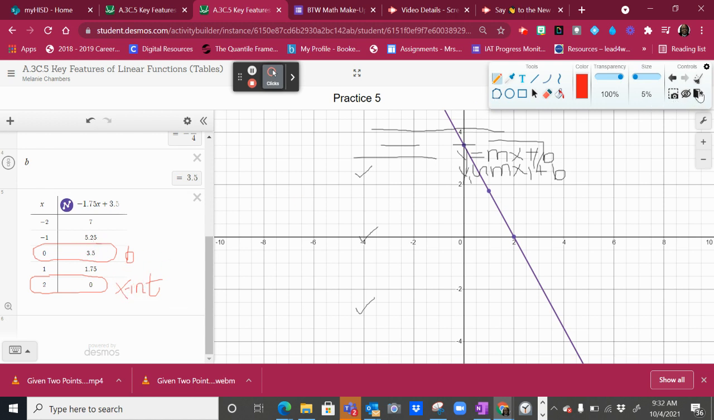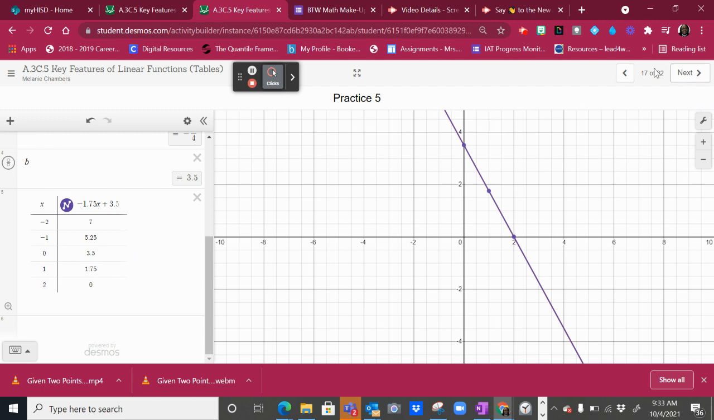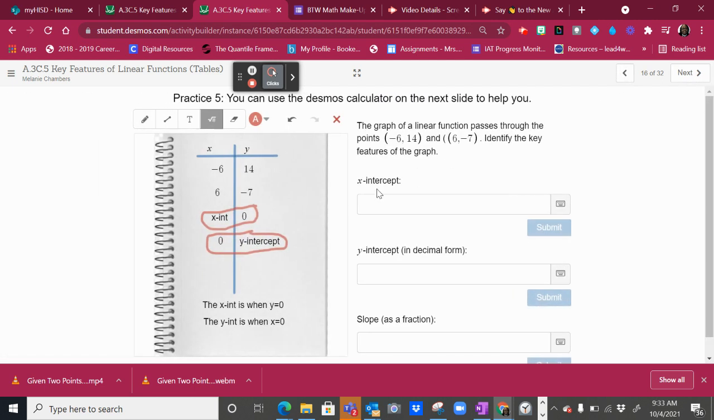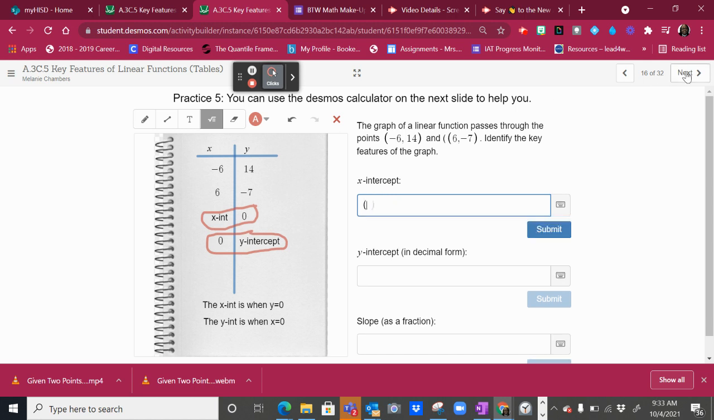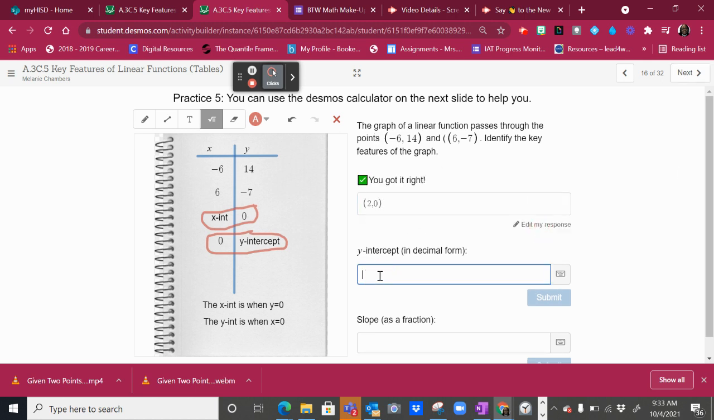So we're going to go back and put in our answers. We know what they are. Let's go back here. Our x-intercept was 2, 0. And we're going to press submit. Got that right. The y-intercept is located at 0, 3.5, I believe.